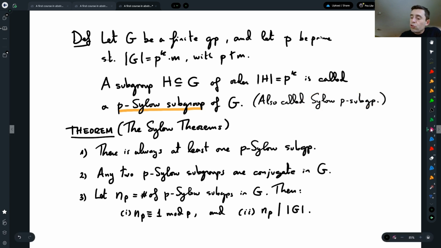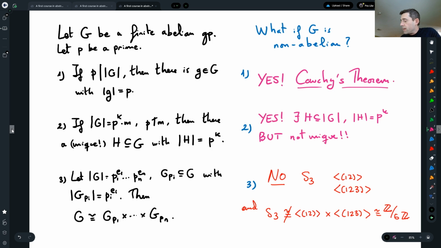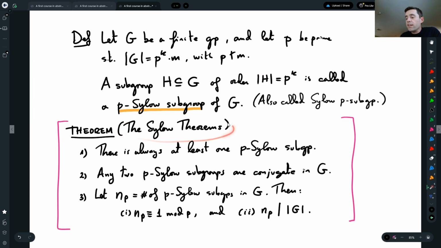And then what we're going to prove is the following theorem. In the abelian case, we had uniqueness of a Sylow subgroup. In the non-abelian case, there might be more than one P-Sylow subgroup. So we want to know how to identify them, how many there are, and so on. The Sylow theorems are going to tell us exactly that. First of all, the first Sylow theorem tells you that there's always a P-Sylow subgroup. Those do exist. Two, any two P-Sylow subgroups are related because they are conjugate subgroups in G.